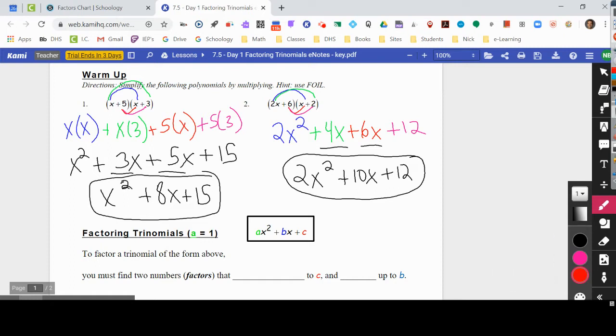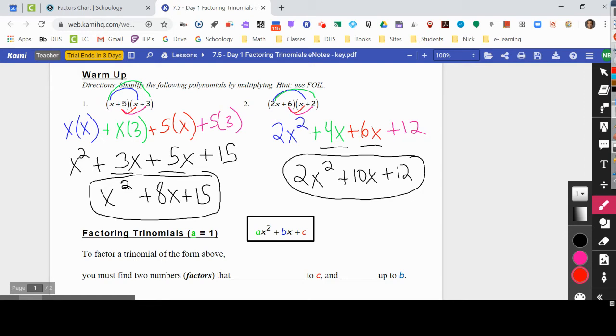So a trinomial, again, is 3 terms, right? And it's going to look like this: ax squared plus bx plus c, all right? And the trinomials that we're going to deal with for this week and next are all going to be where this a value is just 1. All right, and again, 1 is that invisible number, so it's always going to be like an x squared term is what we're going to be looking at for the next 2 weeks.